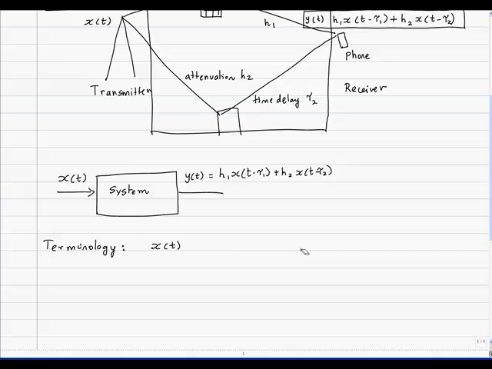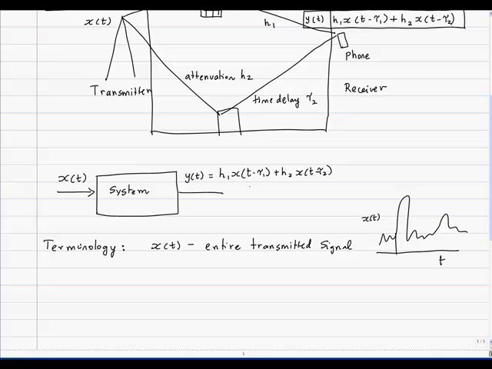Let's say x of t is used to refer to two things here. Okay. One, it is used to refer to the entire transmitted signal, which means in this case this could be an actual waveform. Right? This could be a speech waveform that we actually transmit. It is also used to refer to the value taken by this waveform at a particular time.